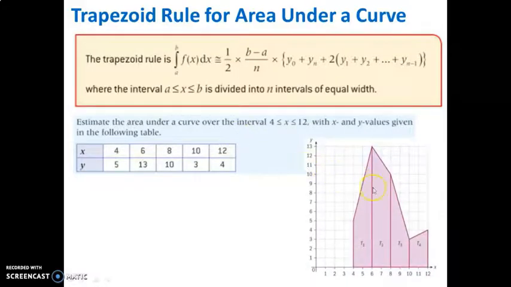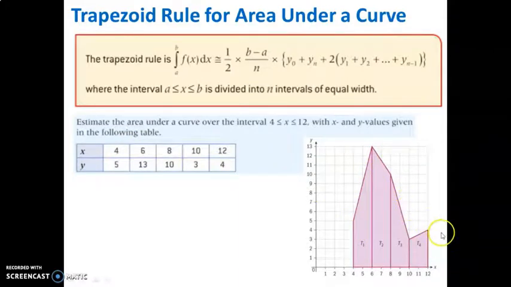Let's take a look at the graph first. These coordinates have been placed on the graph. You can see here 4, 5 is placed here. The next coordinate is 6, 13 right here. Then 8, 10, then 10, 3, and then 12, 4. So if there was a curve, it would go like that. We don't see the curve here, we just see the trapezoids. But these trapezoids are meant to represent the area under some curve that passes through those points, right?